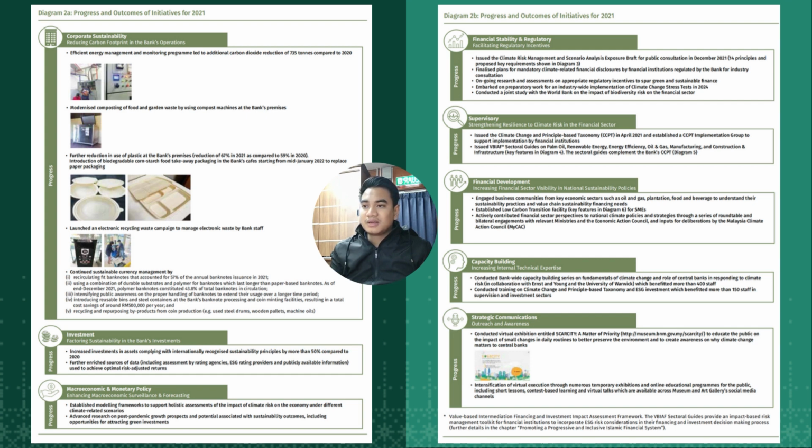BNM integrated climate risk variables into important services, as seen in diagrams 2A and 2B: supervisory, prudential, macroeconomic, and financial stability evaluation. BNM issued many climate policies for our regulators. BNM welcomes financial firms' increased focus on climate risk. Banks help customers go green.